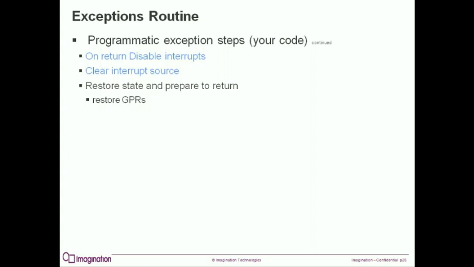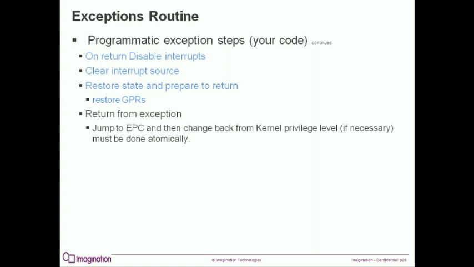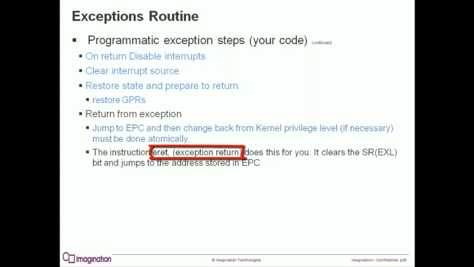Now you are ready to return from the interrupt exception. The code needs to jump to the address in the exception program counter and enable exceptions. You should use the ERET instruction to do this because it will atomically clear the EXL bit in the status register and jump to the address stored in the exception program counter.